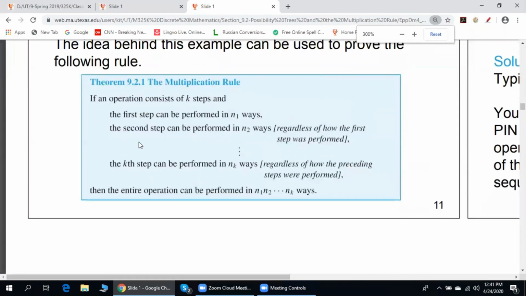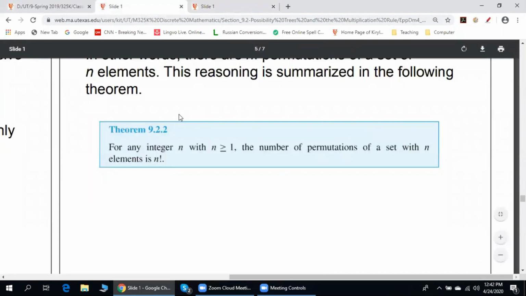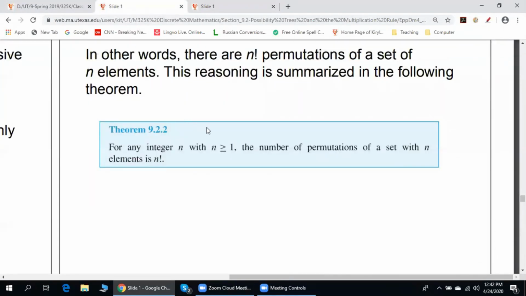So the first step can be performed in n ways. Now, once we perform step number 1, one element is taken. And remember, repetitions are not allowed. We are talking about permutations. So for step 2, we have n-1 ways. For step 3, n-2 ways, and so on. So it's n times n-1 times n-2 and so on times 1, which is n factorial.